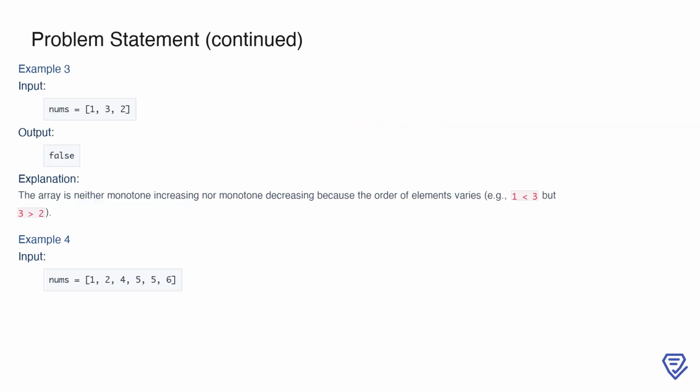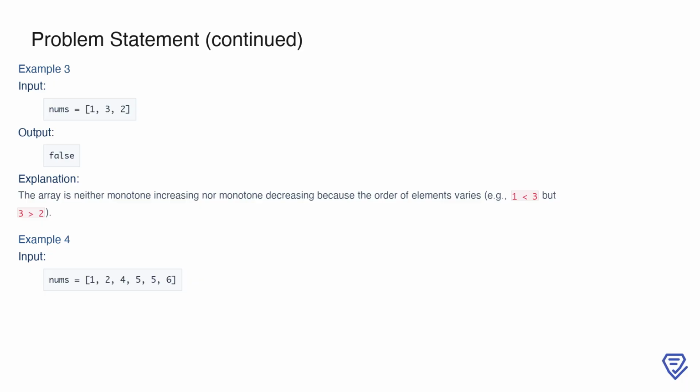Now let's examine the third example. The input array is 1, 3, 2, and the output is false. Why is that? It's because this array does not consistently follow either the rules for monotone increasing or monotone decreasing. While 1, 3 initially suggests an increasing sequence, the next comparison 3, 2 breaks that pattern. This inconsistency means the array is not monotonic.